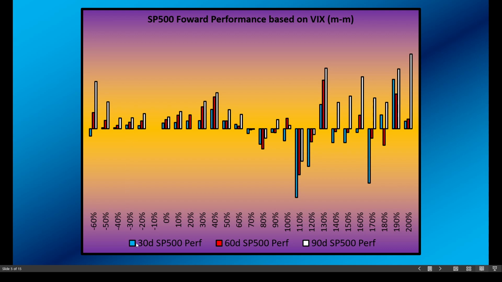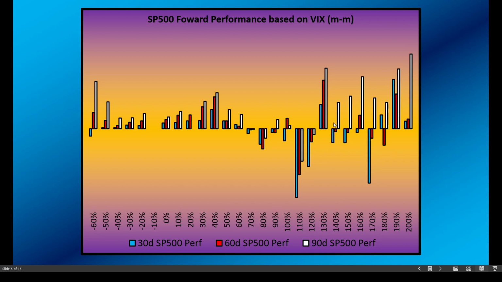Now, the blue histogram bars at the bottom show us the 30-day forward performance based on historical data. How can we expect the S&P 500 to perform over the next 30 days? The red histogram bar shows 60 days and the white 90 days. So based on historical performance, this is what the data suggests, how the S&P 500 may perform over the next 30, 60, 90 days. Well, we can see very clearly that when the VIX is up 120, 130, up to 200% on the month over month basis, this is when we can expect the superior returns from the stock market.